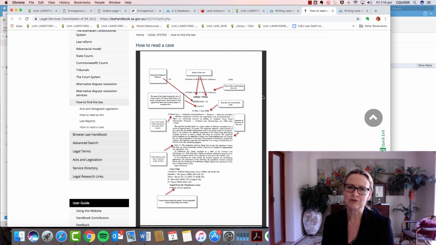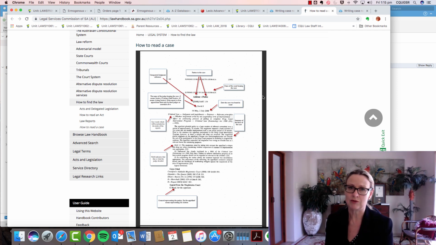So what we're really trying to get you to do is get into the habit of summarising cases so that you do them regularly. Ideally, summarise the important cases each week, and then that way you've got a nice little collection of your summaries by the end of term. That comes in super handy when you are preparing for your exam, okay?